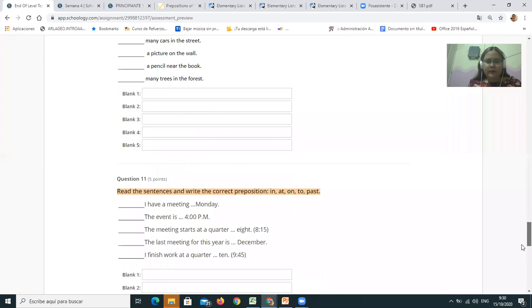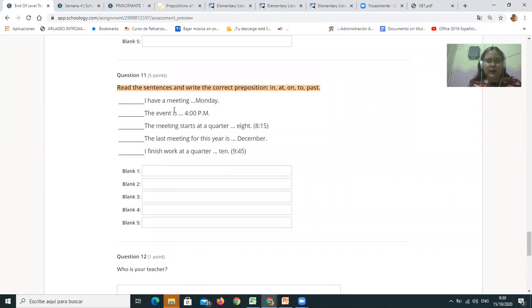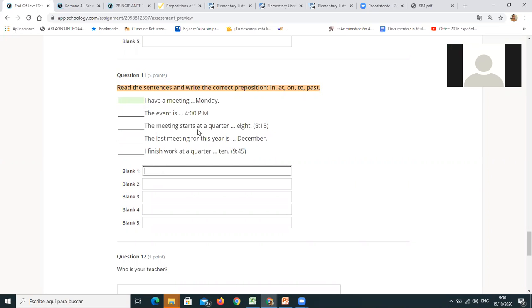Let's see the next one. Again, the same thing. Son muy similares a los ejercicios. Vean. Read the sentences and write the correct preposition. Vamos a usar estas prepositions. In, at, on, to, or past. Number 1. I have a meeting. On Monday. On Monday, ¿ok? Y usted escribe on y ahí le va a salir la respuesta. O sea que donde dice blank one, ahí debemos de colocar la respuesta y automáticamente se marca en verde. Sí, se marca en verde. En algunos casos escribe, en este caso le escribe, right? En otros no le escribe, pero sí lo va a ver como color verdecito.